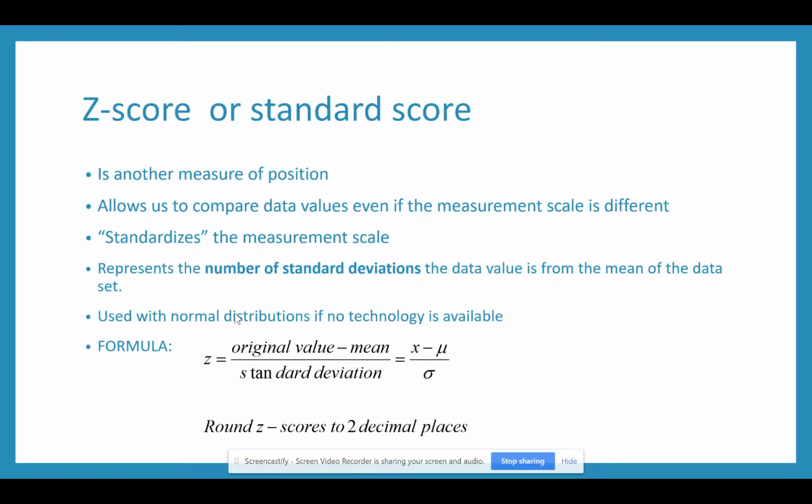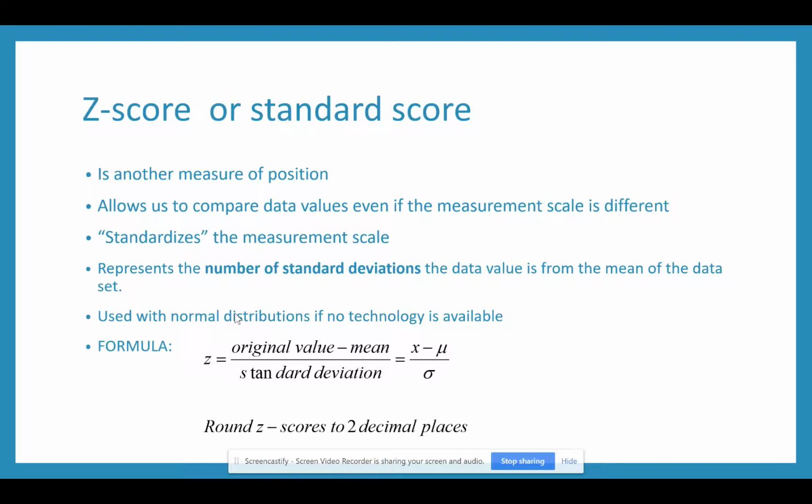It was a really important and useful tool before the advent of technology. With technology now, we can sometimes forego the use of the z-score, but you still need to have an understanding of what's going on. The formula for the z-score is you take your original data value x, subtract the mean, get an answer, and then divide by the standard deviation. And we always round z-scores to 2 places. That's a carryover from pre-technology days.